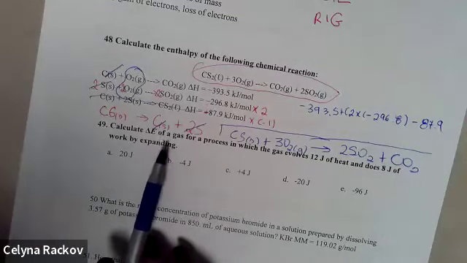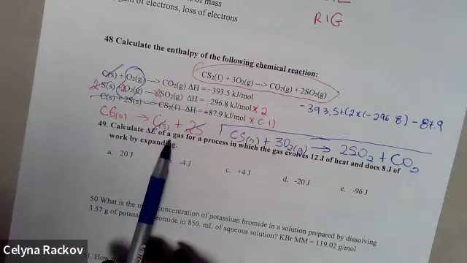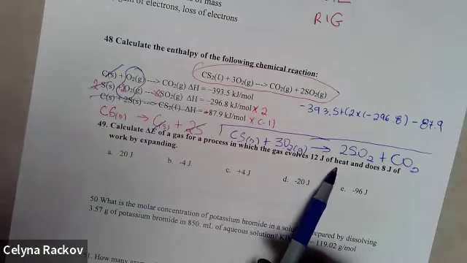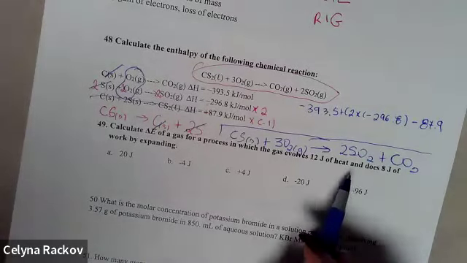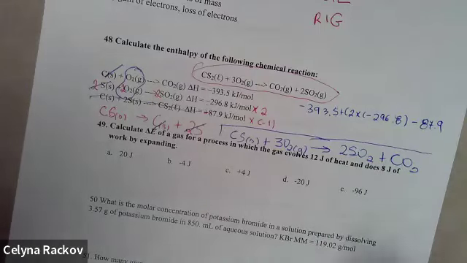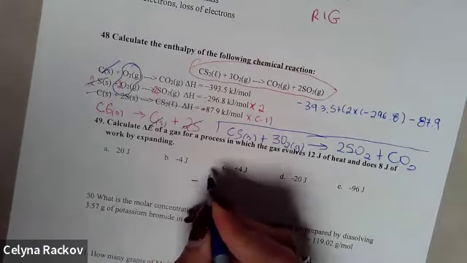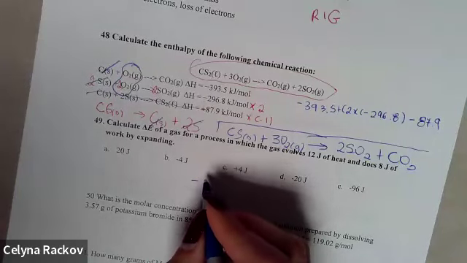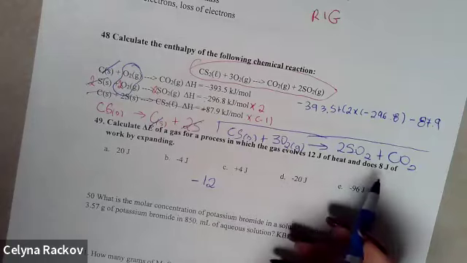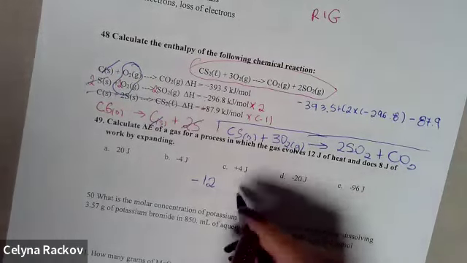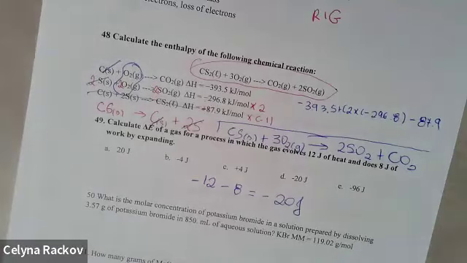For question 49, calculate the thermal energy change of a gas in which the gas evolves 12 joules of heat and does 8 joules of work by expanding. So evolves 12, that means it's releasing 12, so minus 12 for the energy here. If it does work, that means it's expanding, so minus 8. Then it should be minus 20 joules here, right?